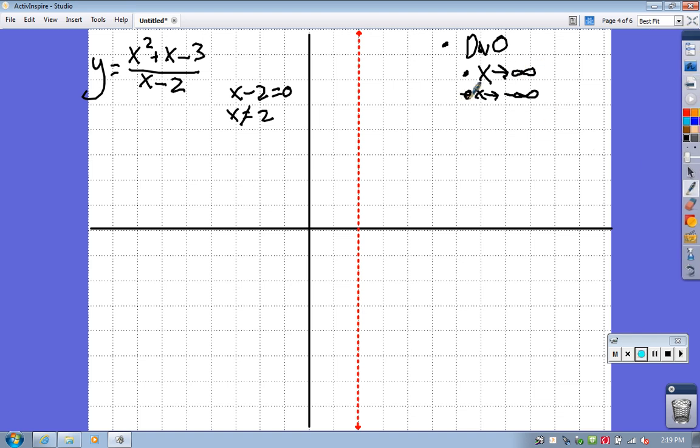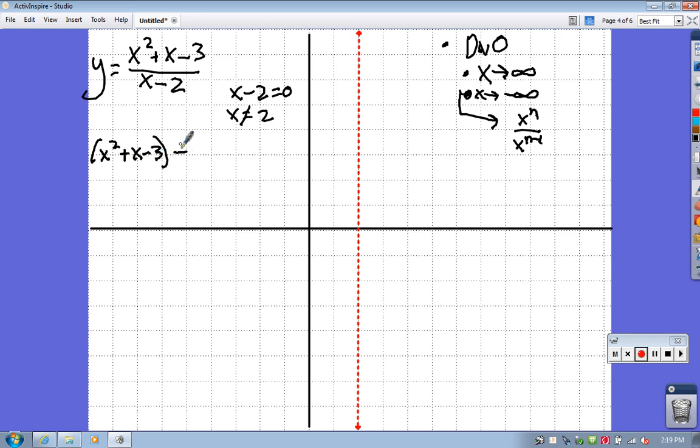And last example, we talked about that special case where this is x to some power, this is x to one power less than it, right? The weight is up top and they're only off by 1. That's this case. So when that happens, we actually have to do the division to find the slant asymptote. So what I'm going to do is actually do this division: x squared plus x minus 3 divided by x minus 2.